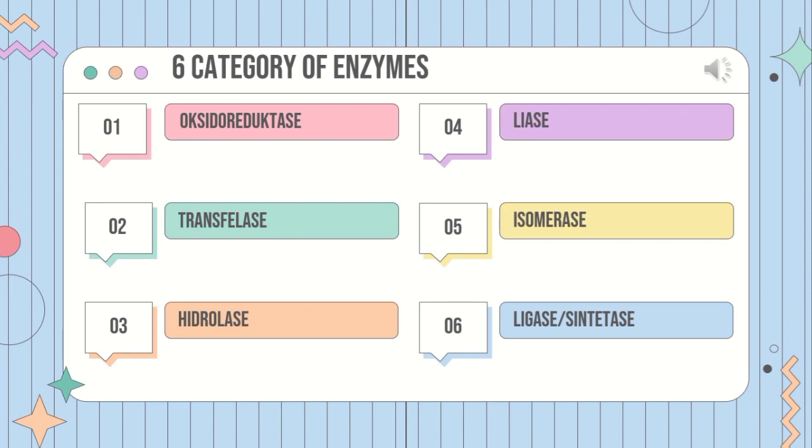Hydrolases are enzymes that catalyze hydrolysis. Examples of this enzyme are amylase, sucrase, trypsin, protease, etc. 4. Lyase is an enzyme that breaks the chemical double bond on the substrate. Examples: carbonic anhydrase and ornithine decarboxylase. 5. Isomerase is an enzyme that catalyzes the formation of isomers of a single compound. Example: protein disulfide isomerase.